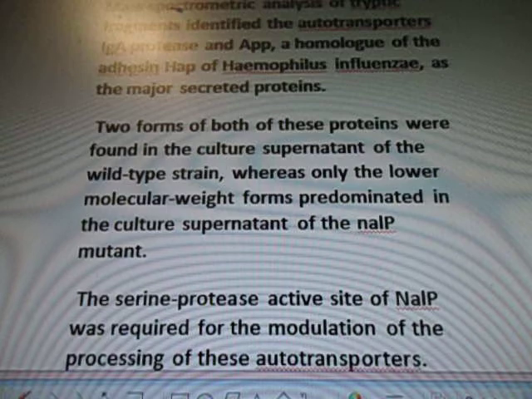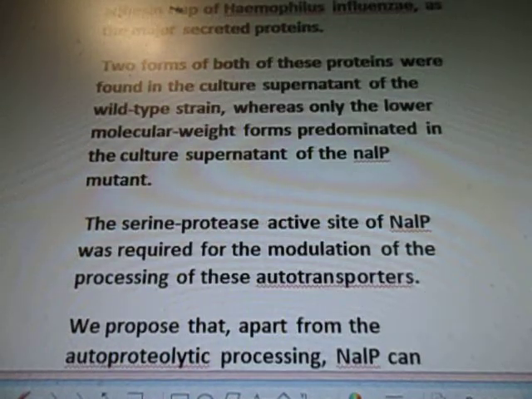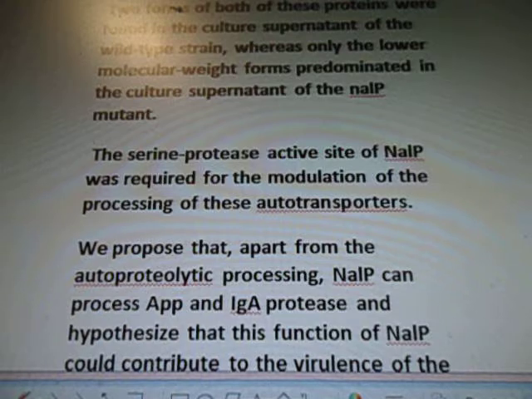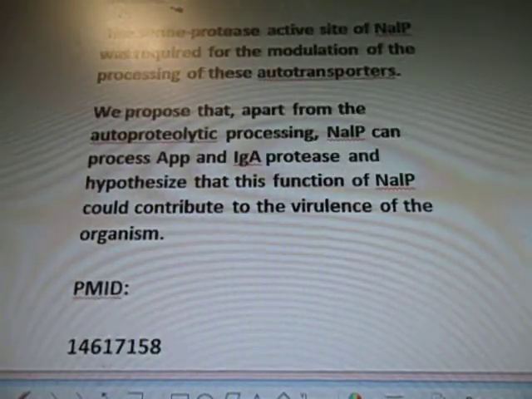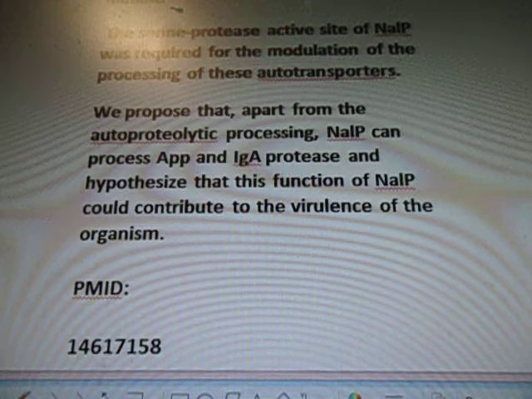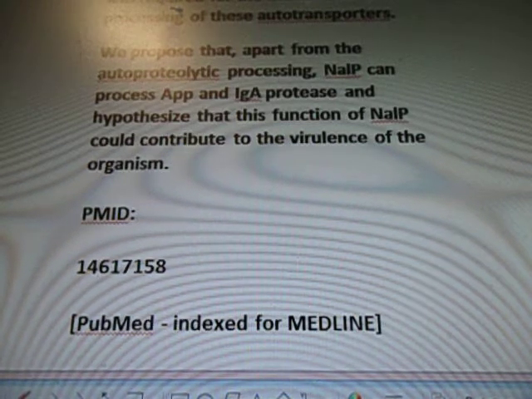Two forms of both of these proteins were found in the culture supernatant of the wild-type strain, whereas only the lower molecular weight forms predominated in the culture supernatant of the nalP mutant. The serine protease active site of nalP was required for the modulation of the processing of these autotransporters. We propose that apart from the autoproteolytic processing, nalP can process App and IgA protease, and hypothesize that this function of nalP could contribute to the virulence of the organism.